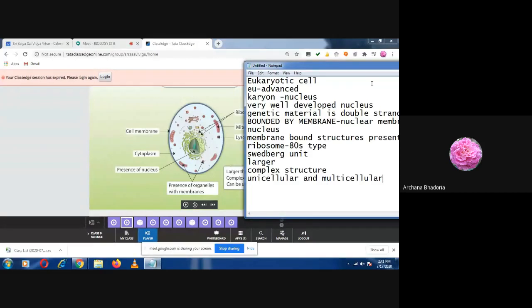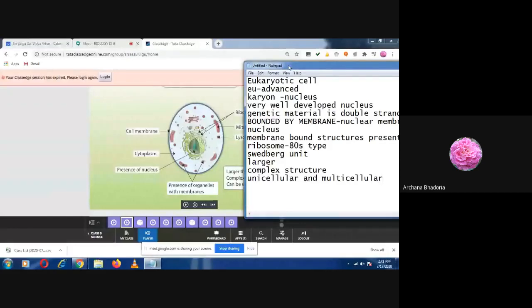The body may be made up of only one cell or it may have more than one cell. If it is having one cell in the body, like amoeba, paramecium, euglena, you will call them unicellular, and some are multicellular, like all of us are multicellular. These many cells are there in the body. Followed everyone?